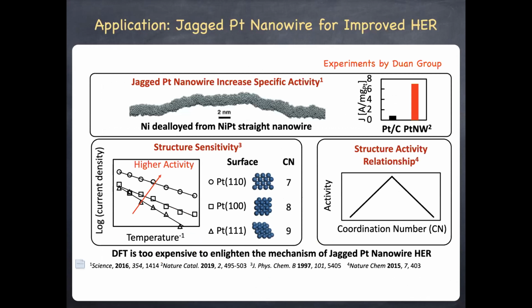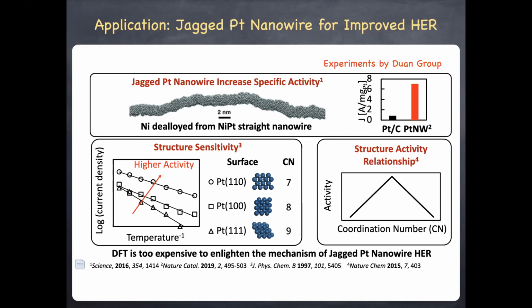In fact, the key motivation of working on this sort of representations was to study this kind of experimental system. This is the system studied by the Jung group at UCLA, and they made nickel binary straight nanowires, and then they dealloyed the nickels, and they are left with the platinums. But along the course of dealloying, the straight nanowire becomes very much amorphous, and their morphology has ups and downs, and hence they name the structure as jagged platinum nanowires.